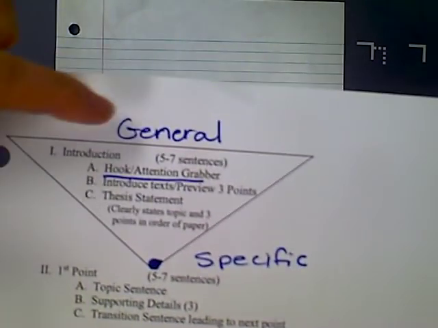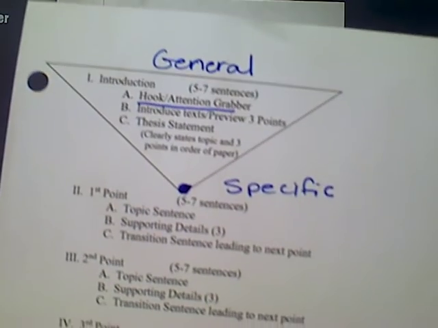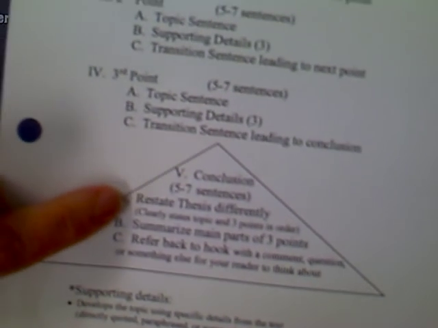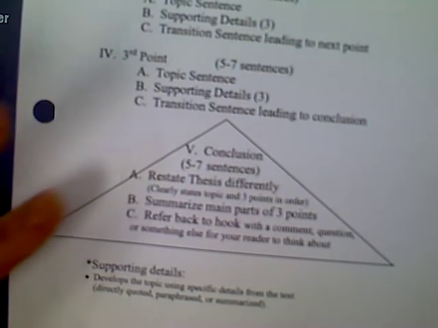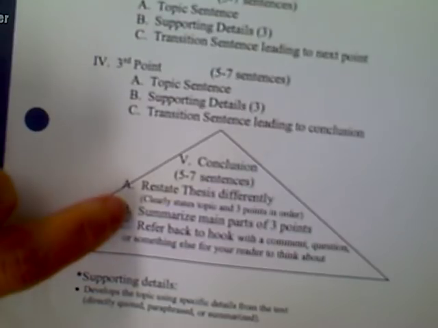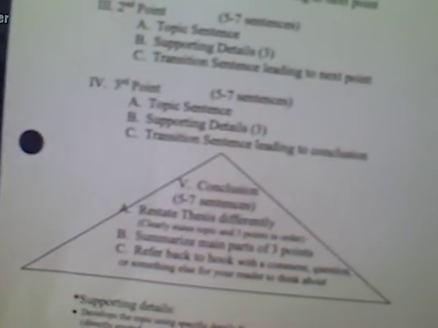So while the introduction starts out really general and then gets specific, the conclusion is going to flip, and it's going to start out really specific, first with your thesis being restated differently, and then it's slowly going to start to become more general, where you summarize your 3 points and then you refer back to your hook with a comment, question, or something else for your reader to think about.